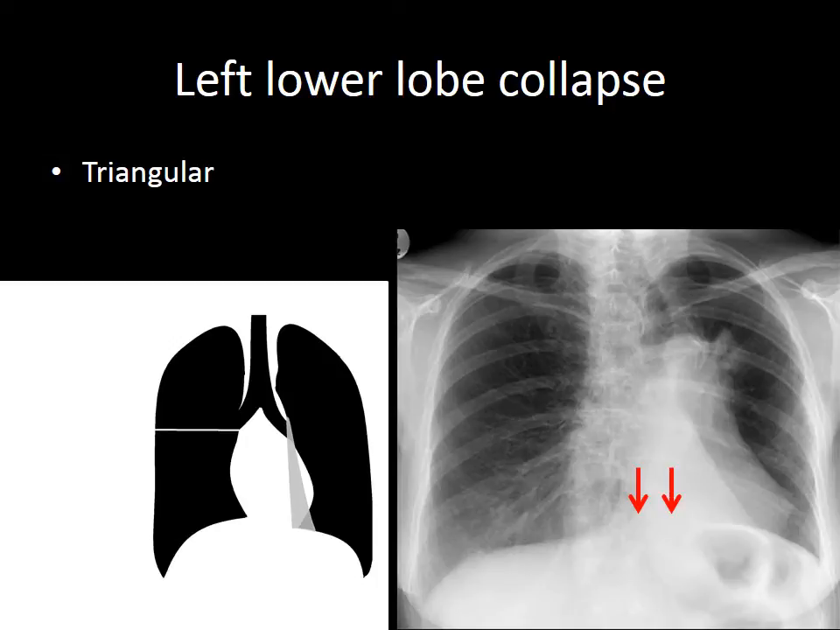Left lower lobe collapse also causes the following changes: a loss of the medial left hemidiaphragmatic silhouette, depression of the left hilar point, and increased translucency of the left hemithorax due to an overexpanded left upper lobe.